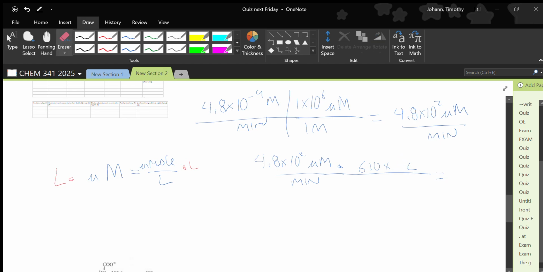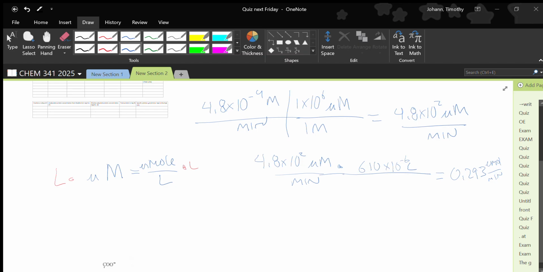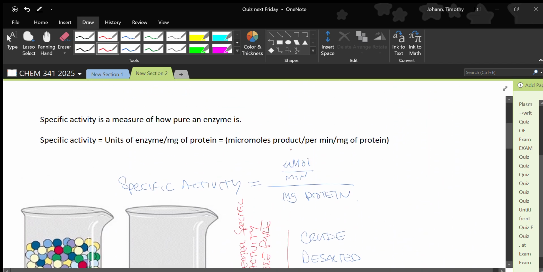Let me write that clearer. It should be something. It's 0.293. Okay. And our units there are micromoles per minute. Questions? So we just got the top. If we think about this, that is, we just did this.